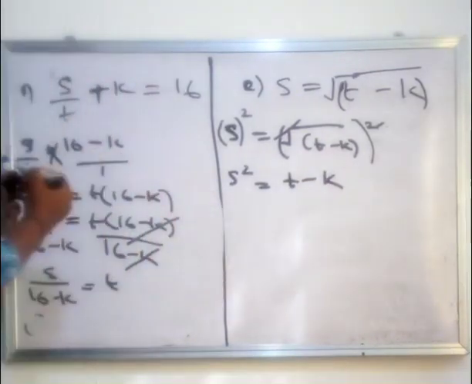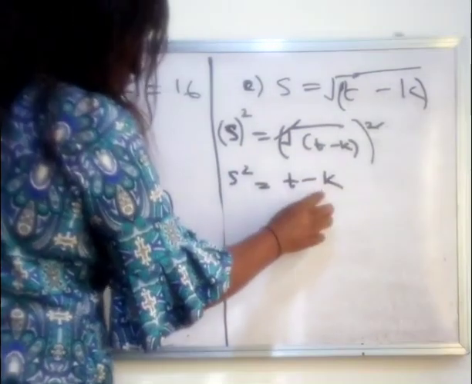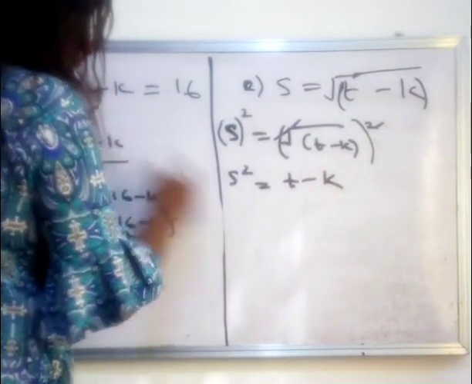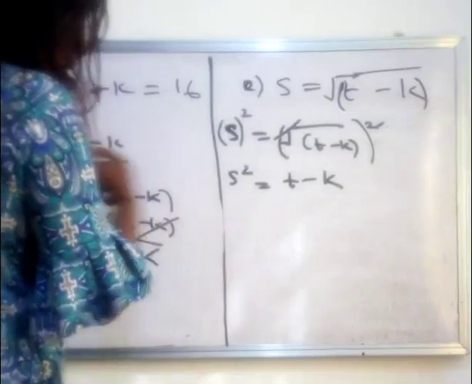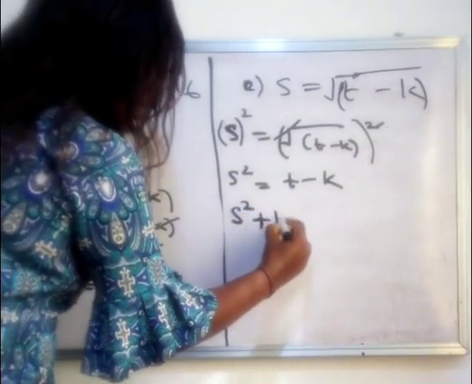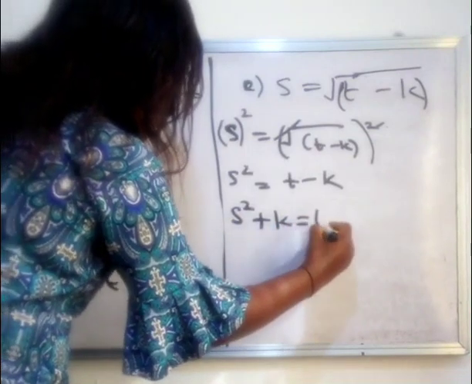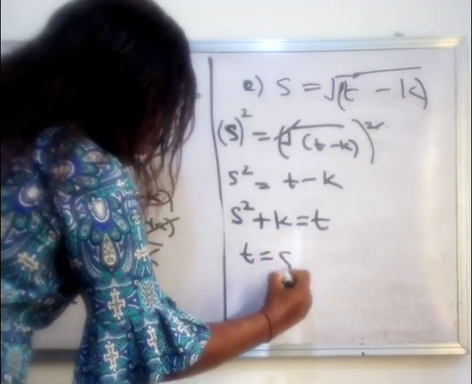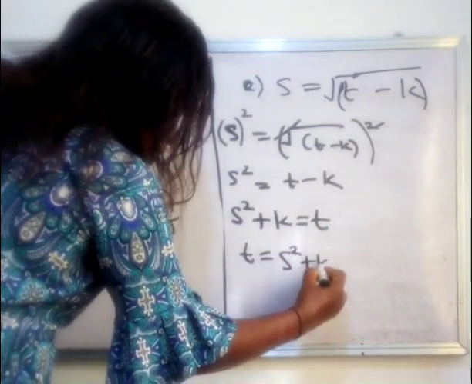Now, we need to get t to stand on its own, and minus k is still here, so we need to move it to the other side. So when minus k comes here, it becomes plus k. So let's work with that. S squared plus k is equal to t. It can also be rewritten as t is equal to s squared plus k.